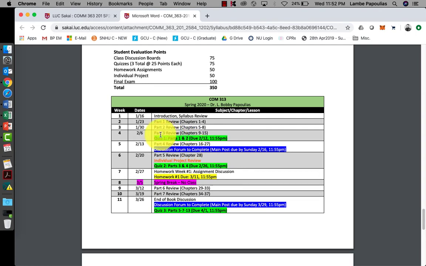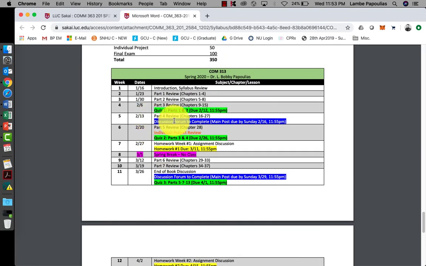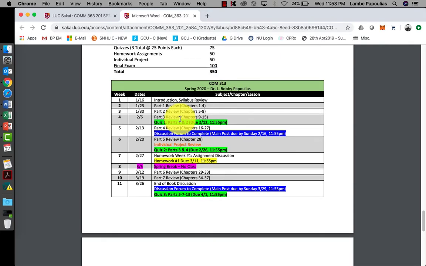And remember, your quiz will be open all week, so it will be open on February 6th all the way until February 12th, which is Wednesday night of that week, until 11:55 p.m. So you'll have the entire week 4 to complete your quiz number 1. Keep in mind your first discussion forum, which is going to be during week 5 right here. It's going to have to do with some of the content from chapters 1 through 4, which we will discuss today.